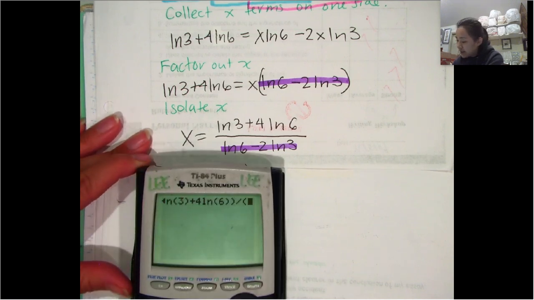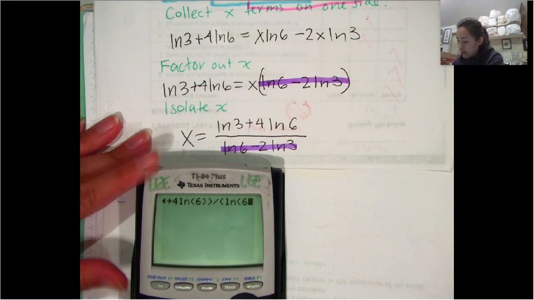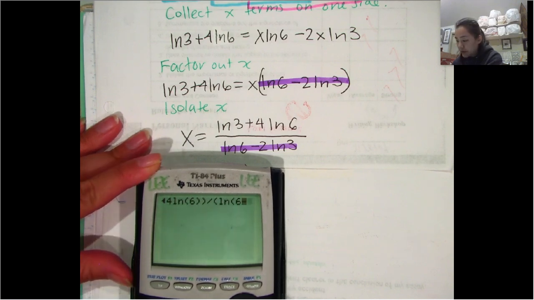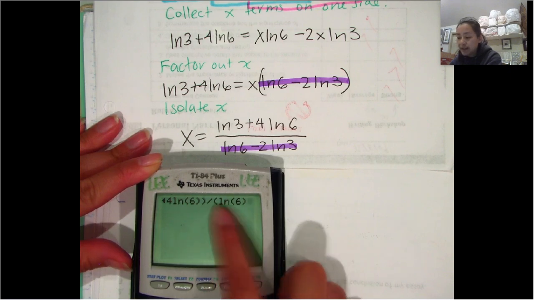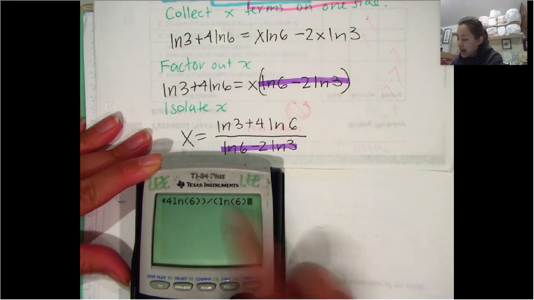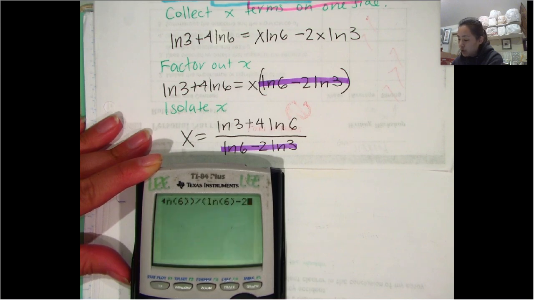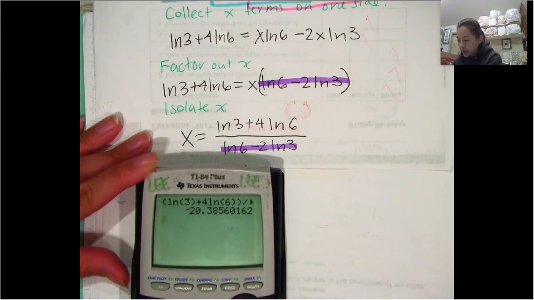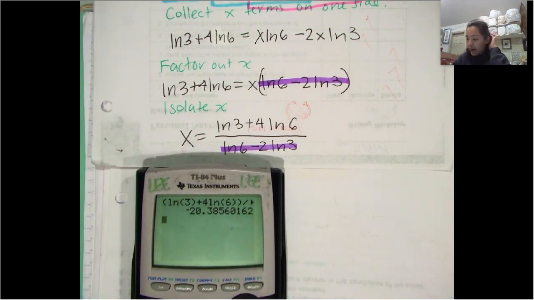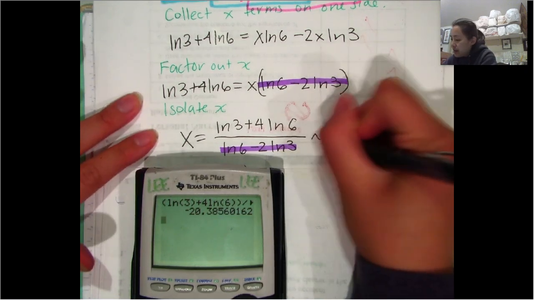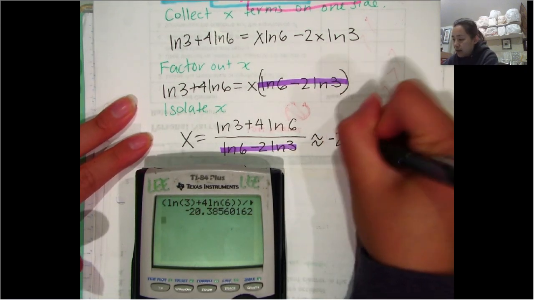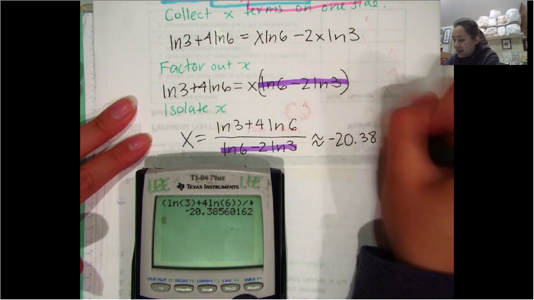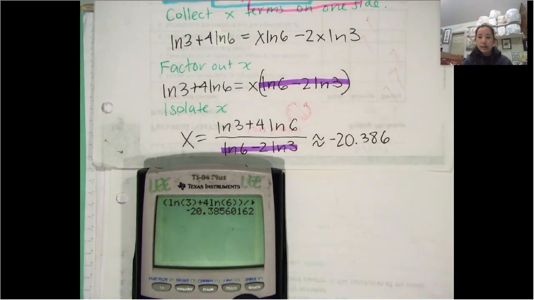So that's ln of 6 minus, and close the parentheses. So don't forget to close the parentheses. This closes the ln parentheses, and then minus 2 ln of 3. And then we close the ln parentheses, and we close the parentheses for the denominator, and we get an answer. Okay, so our answer is approximately equal to negative 20.386. So we round to the third decimal place in this class, always third decimal place.